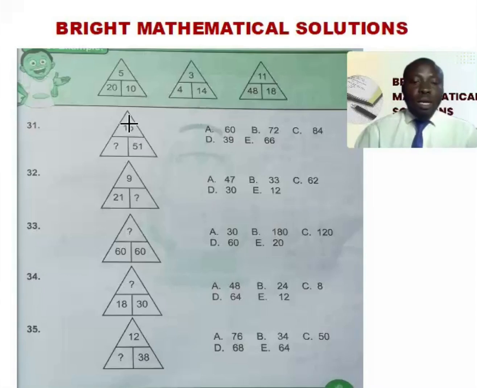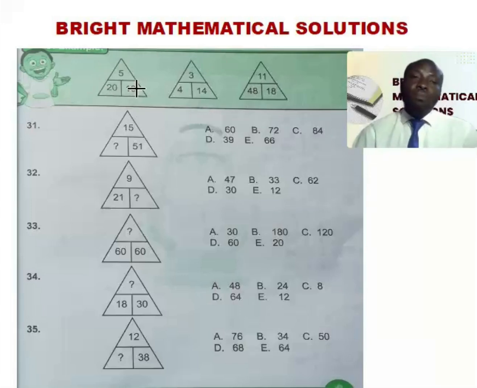Today we are looking at exercise tests 2G of our series on quantitative reasoning. We have this example and then we have the exercise that follows. Now, this is a triangle and this is 5, this is 20, this is 10. So the first thing is to understand the operation that determines the numbers that are in this triangle.